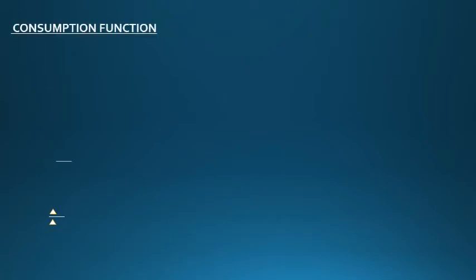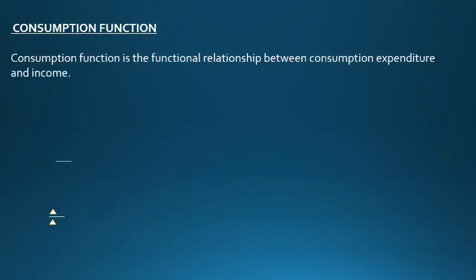Now let's talk about the consumption function. The consumption function is basically a functional relationship between consumption expenditure and income. The propensity to consume here basically means the willingness of a consumer to go for consumption expenditure out of his given income. It is of two types.